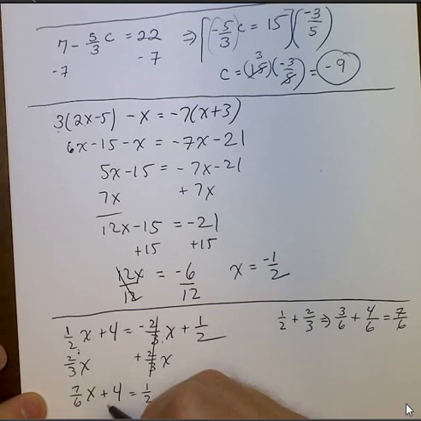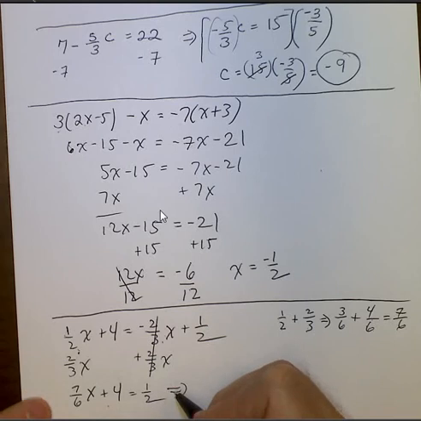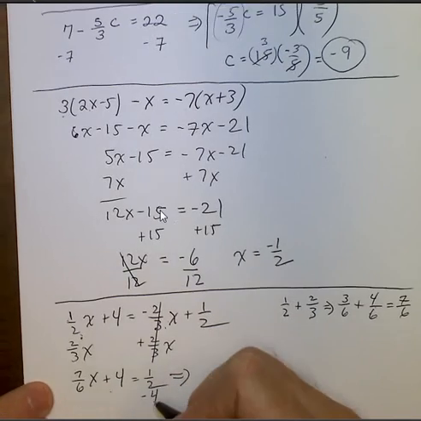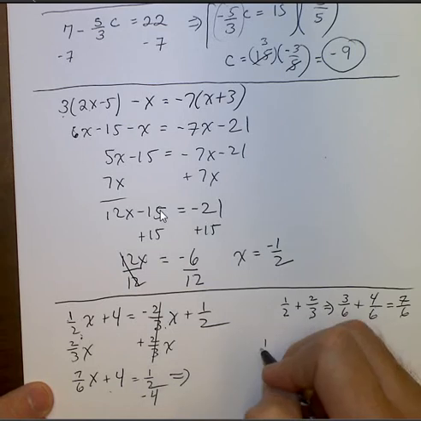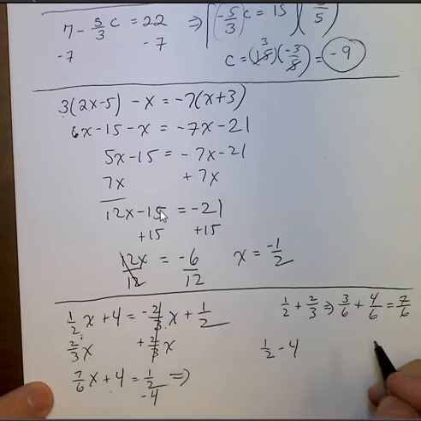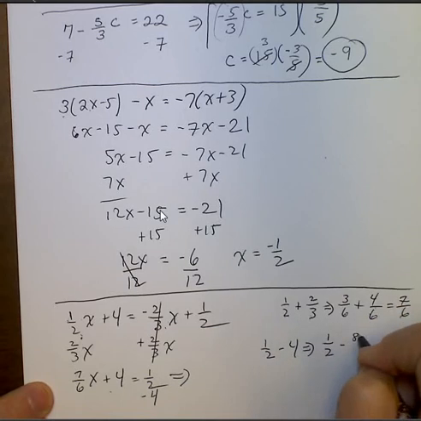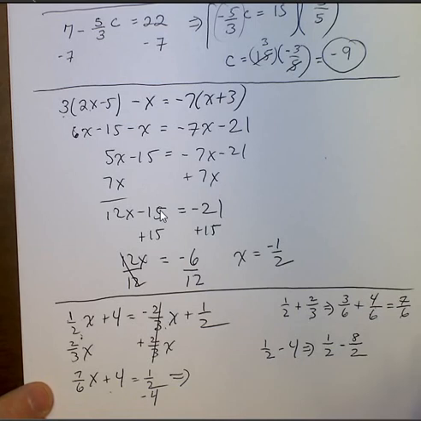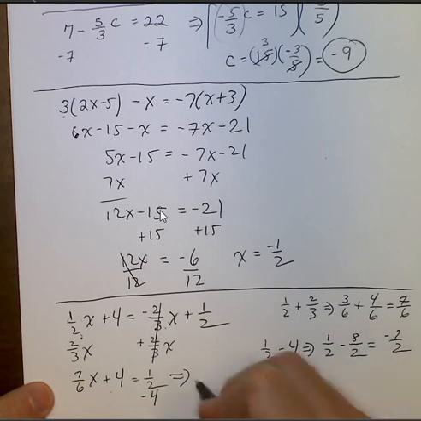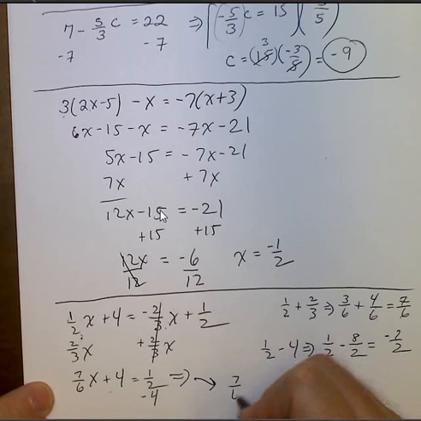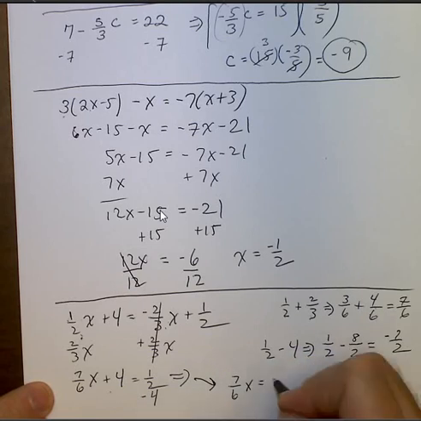Now I need to move the 4 over to this side. To move the 4 over, I subtract 4. So now I have 1/2 minus 4. Well, I have a fraction, so I need to rewrite 4 as something over 2. 8/2 is 4. Now that I have a common denominator, I can tell you that 1/2 minus 4 is the same as 1/2 minus 8/2, which is negative 7/2. So what I end up with is 7 over 6 x equals negative 7 over 2.